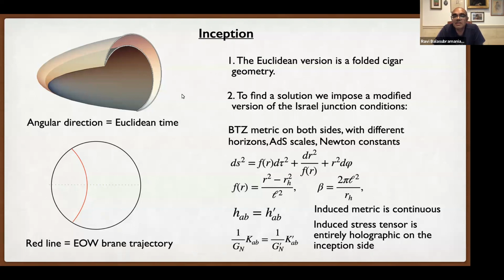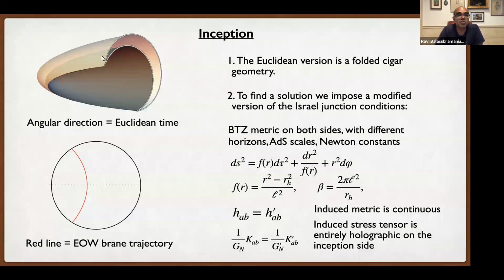But as I said earlier, you're allowed to have different horizons, different AdS scales, and different Newton constants, because this peach-colored thing is the dual to the original CFT, if you like, making the AdS space, and this gray-colored thing is the dual to the end of the world brane. So there's a certain amount of calculation to be done to find a solution where the induced metric is continuous. And if you want, you can take the induced stress tensor to be entirely holographic on the other side. I won't work through the details of finding that solution. You can find that in the paper.